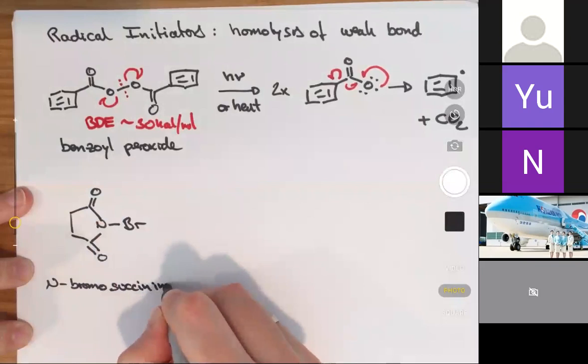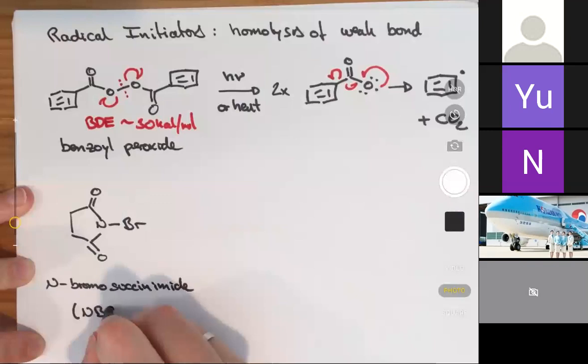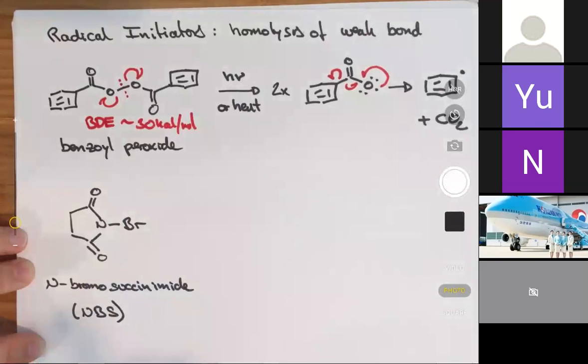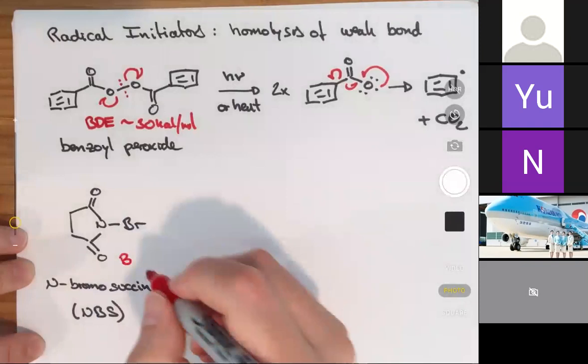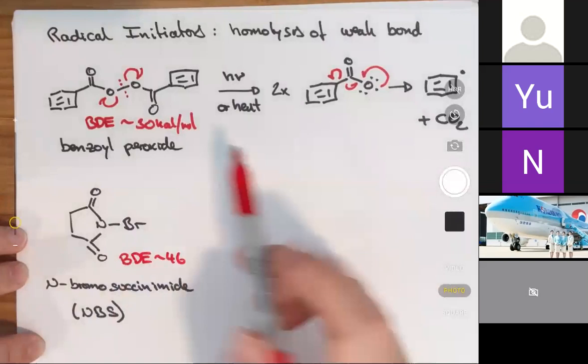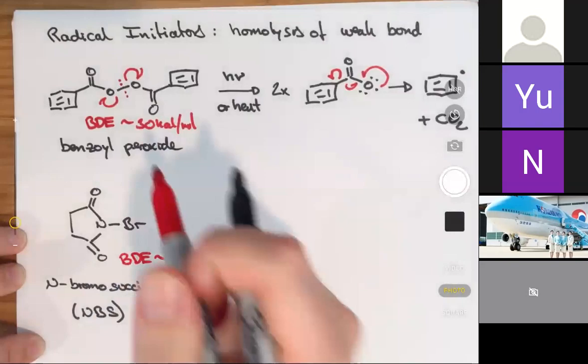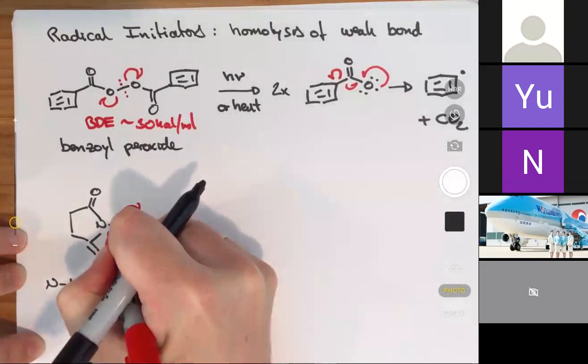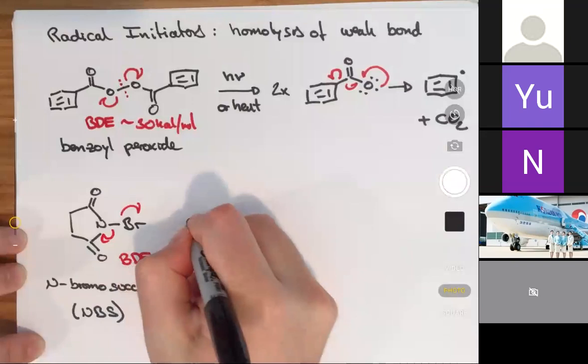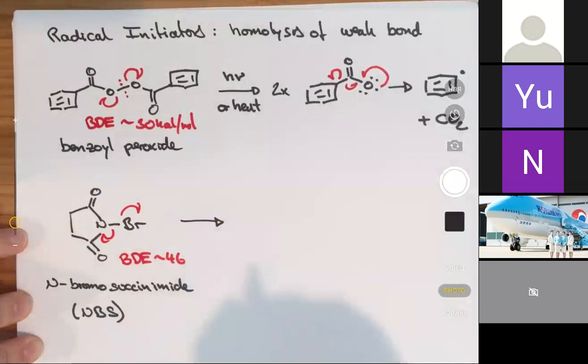And usually you see this abbreviated as NBS over reaction arrows. And the bond for this nitrogen bromine bond is roughly 46 kilocalories per mole. So it's a little bit higher than the benzoyl peroxide. And the advantage is, in this case, this is often used in the context of bromination reactions, you actually generate immediately the bromine radical that is part of the cascade of, for example, a radical bromination.